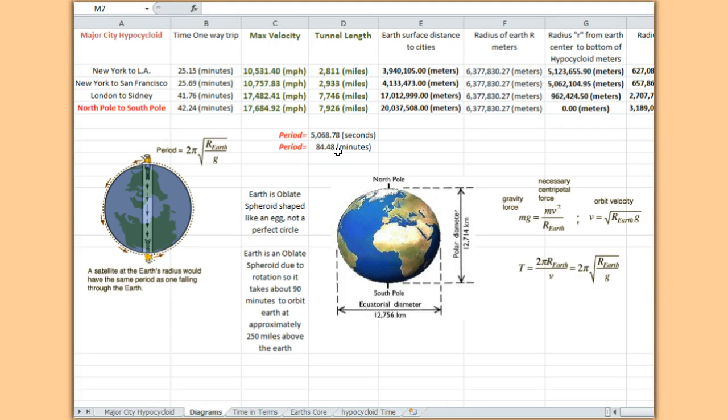Okay. So the period is 84.48 minutes, which we get from our hypocycloid equations. The Earth is an oblate spheroid, and that's due to rotation. So it takes about 90 minutes to orbit the Earth at about 250 miles above the Earth. And that's about where the shuttle orbits.